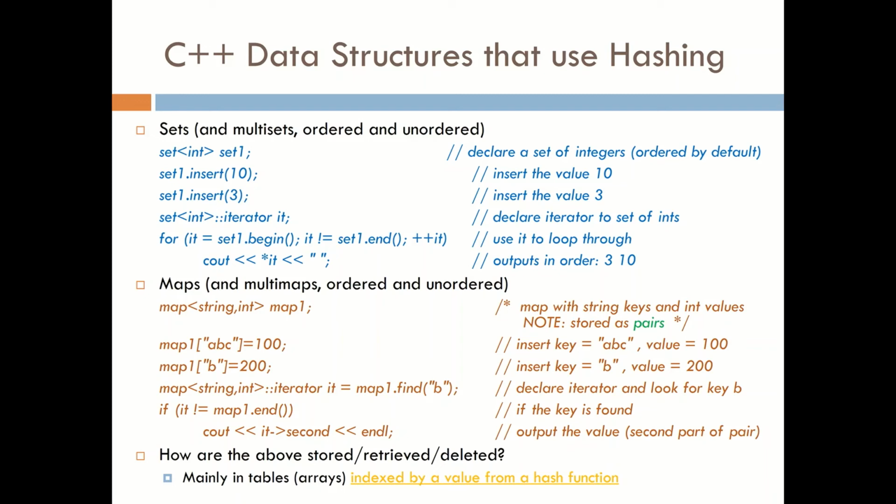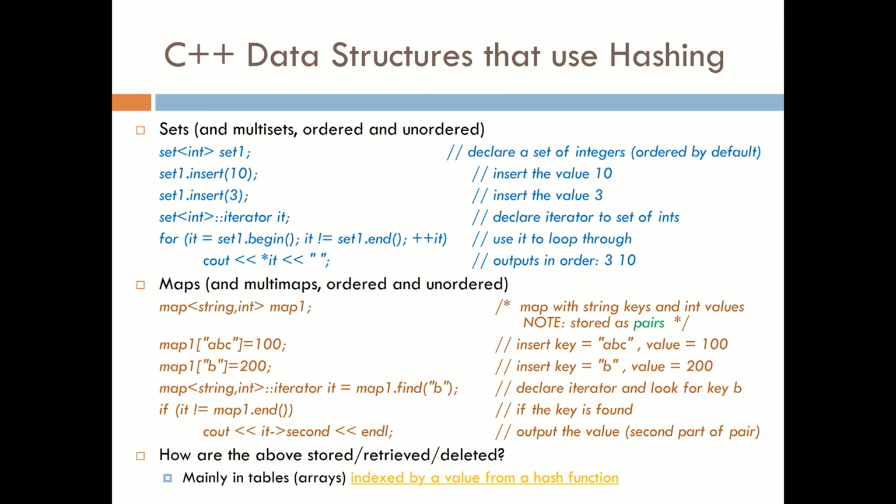Maps, on the other hand, are made up of key value pairs. And like sets, where there are multi-sets that allow you to have duplicates and ordered and unordered sets, maps come in those different flavors. There are multi-maps, which allow you to have duplicate keys, and they're both unordered and ordered maps. And the key here is that instead of storing a single data item, we store a key value pair.